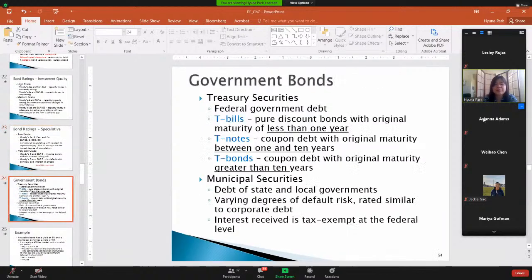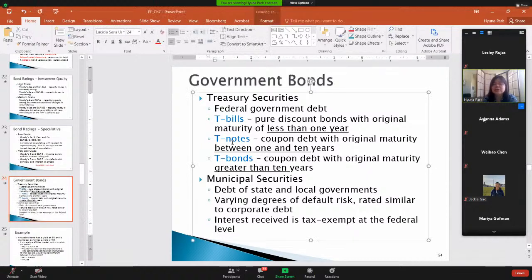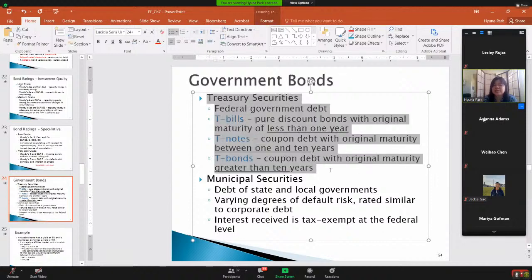Another issue you should be familiar with is government bonds, U.S. Treasuries. Treasuries have three types: Treasury bills, maturity one year or less; Treasury notes, coupon paying, with maturity of 1 to 10 years; and Treasury bonds, original maturity longer than 10 years. That's the U.S. federal government's debt. And these Treasuries don't have ratings because they're relatively safe, issued by the U.S. federal government.